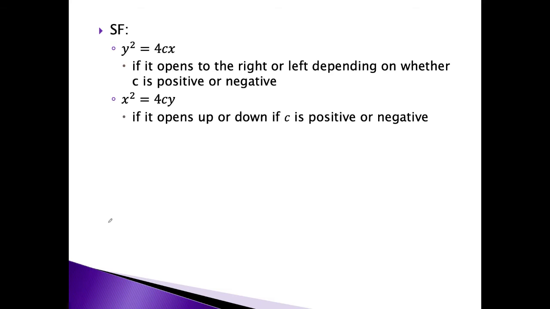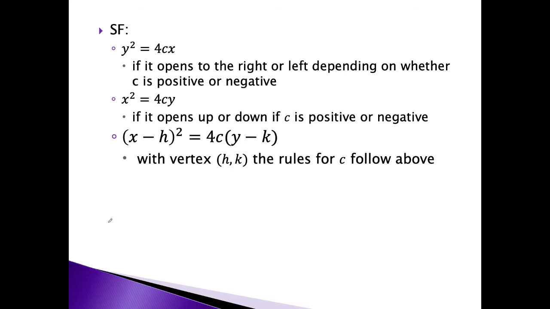Here, you also know that in the top two, the vertex or the center is 0, 0. Now, if I give you (x minus h) squared equals 4c times (y minus k), then I know that this is the general form. My vertex is (h, k), or my center. It's called vertex or center for a parabola. And the rules for c follow the above.